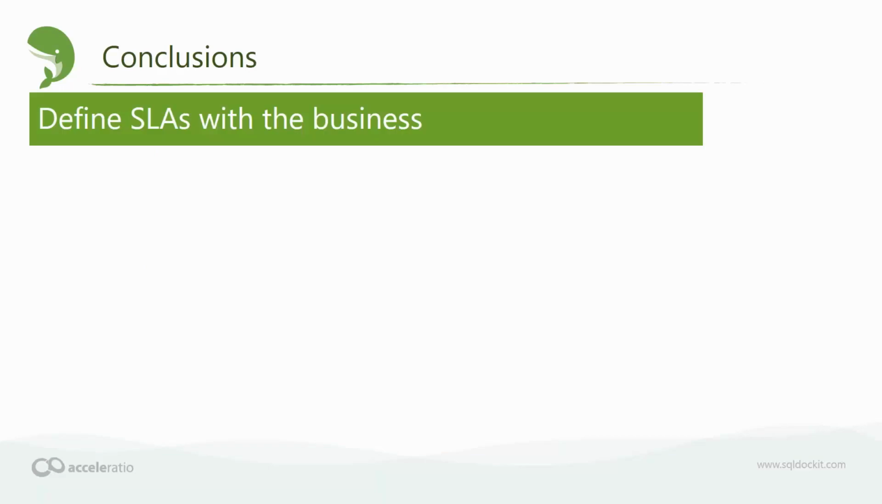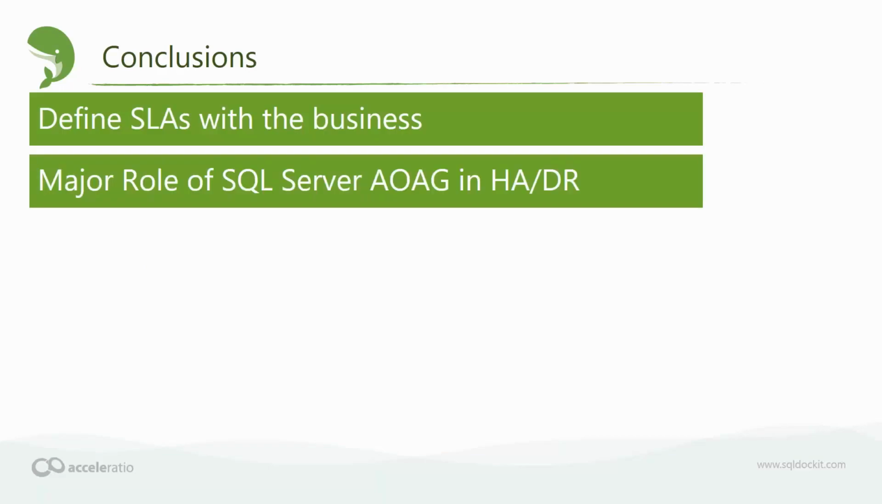Okay, so we reach the conclusion. So fast already, right? As a conclusion, don't forget, and that's important, I know it looks easy, but it's not that easy. Define the SLA with the business. Please make sure to identify the part of your SharePoint farm that needs DR, that needs HA.